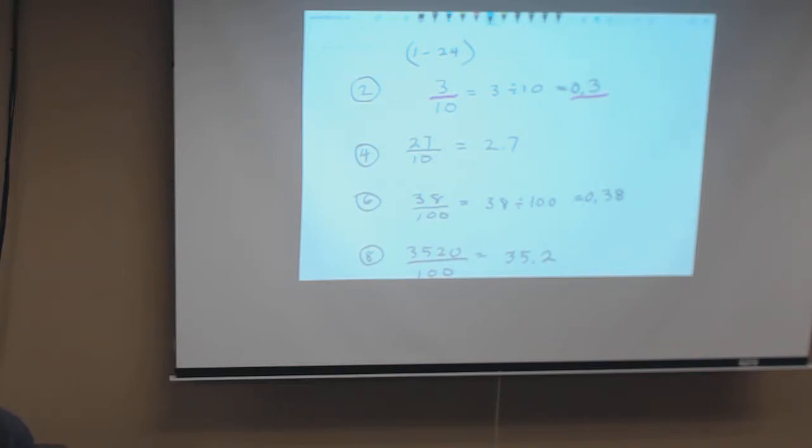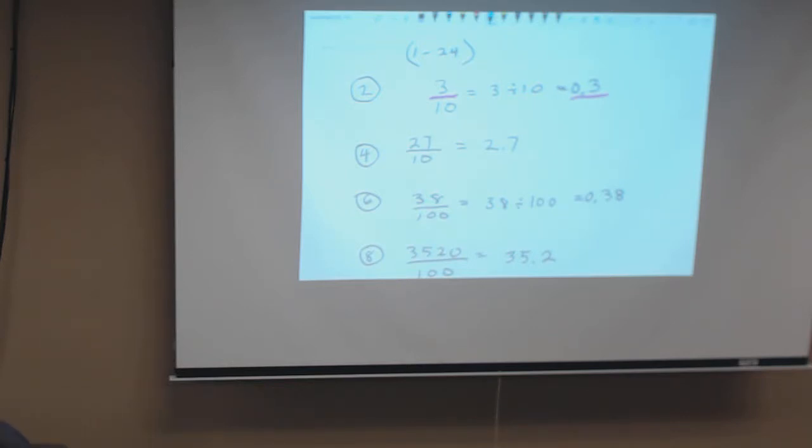If it just keeps going, it's non-terminating. Okay, it either stops or it repeats and just goes on and on and on. If it stops, it's terminating. If it just goes on and on and on, it's non-terminating or repeating. So just write that in your notes so you can keep it straight.